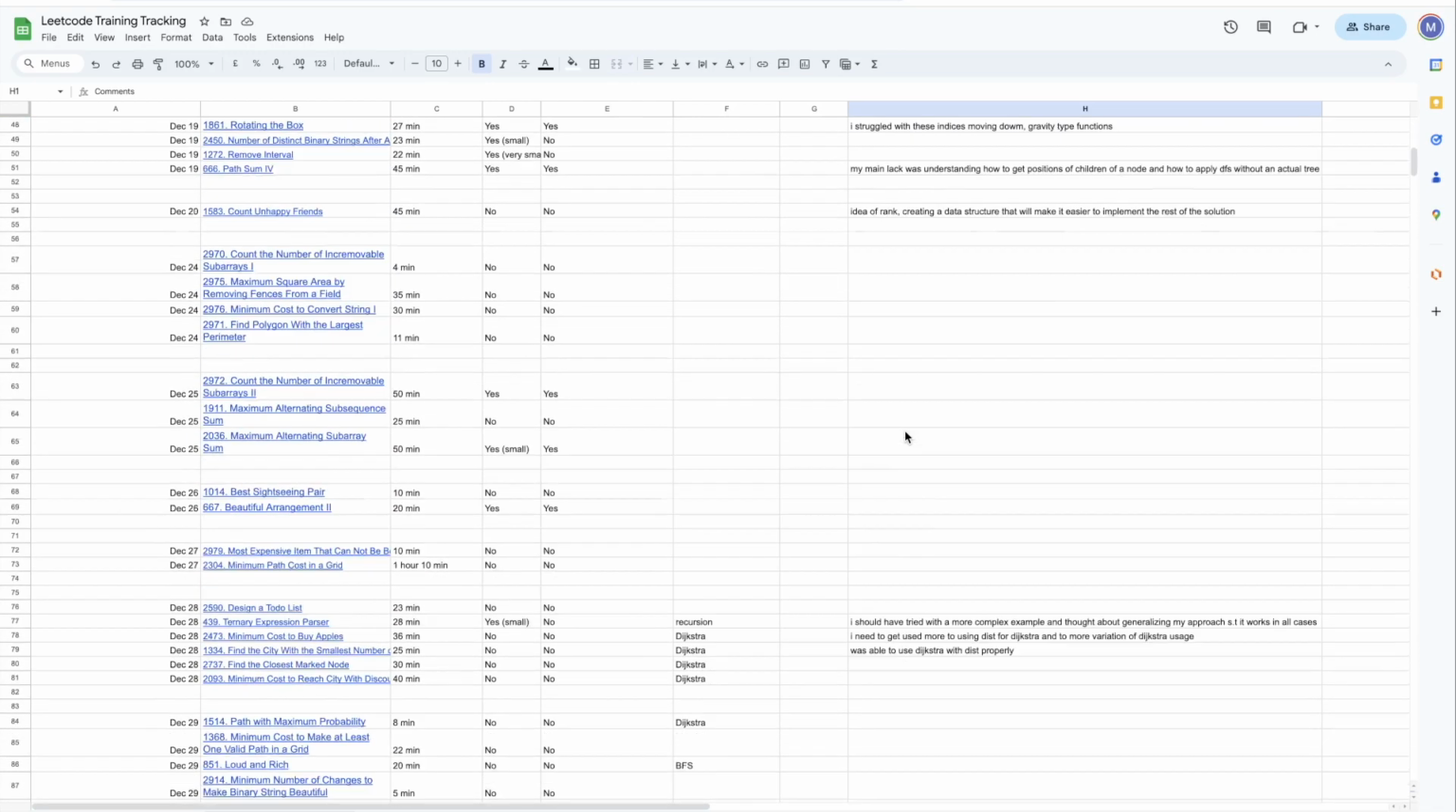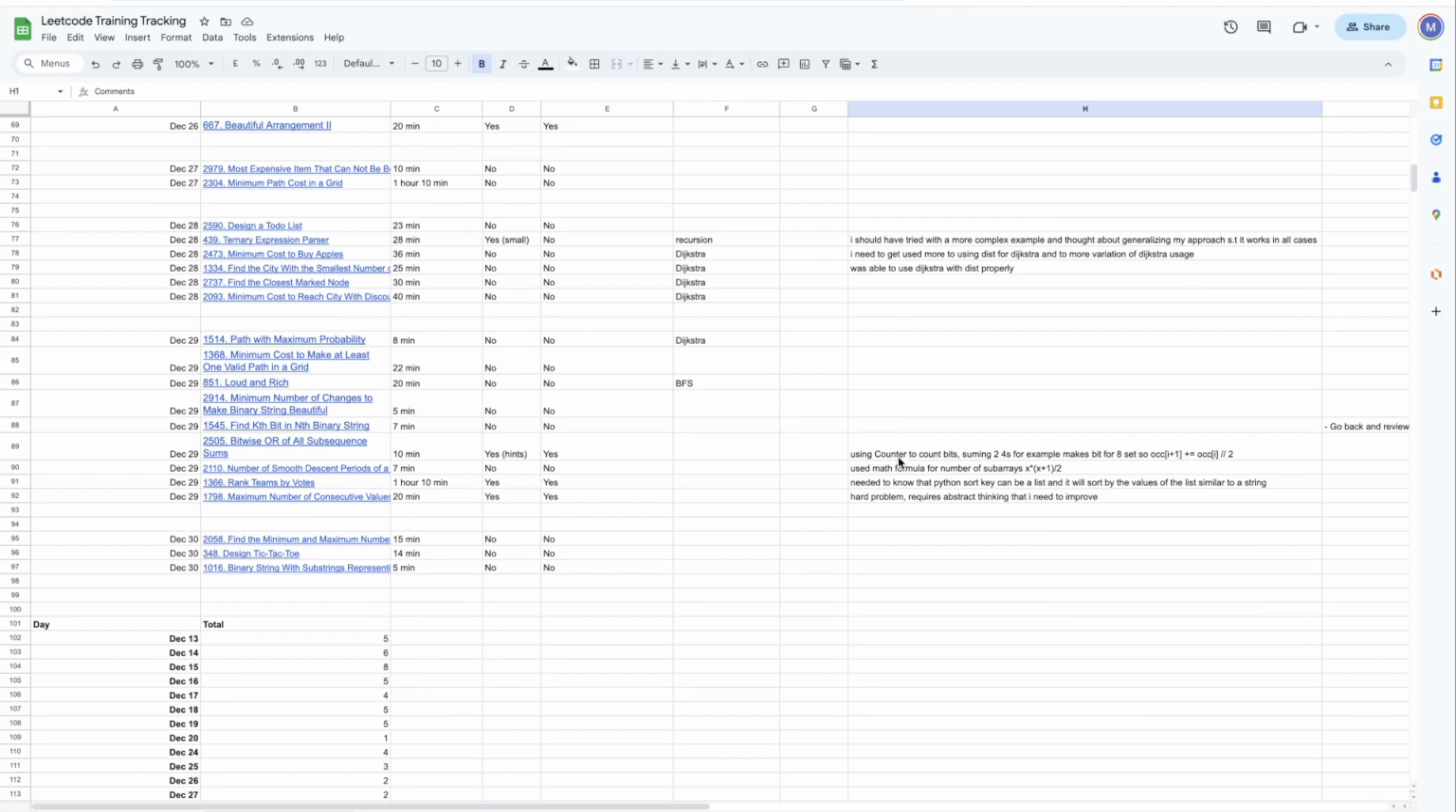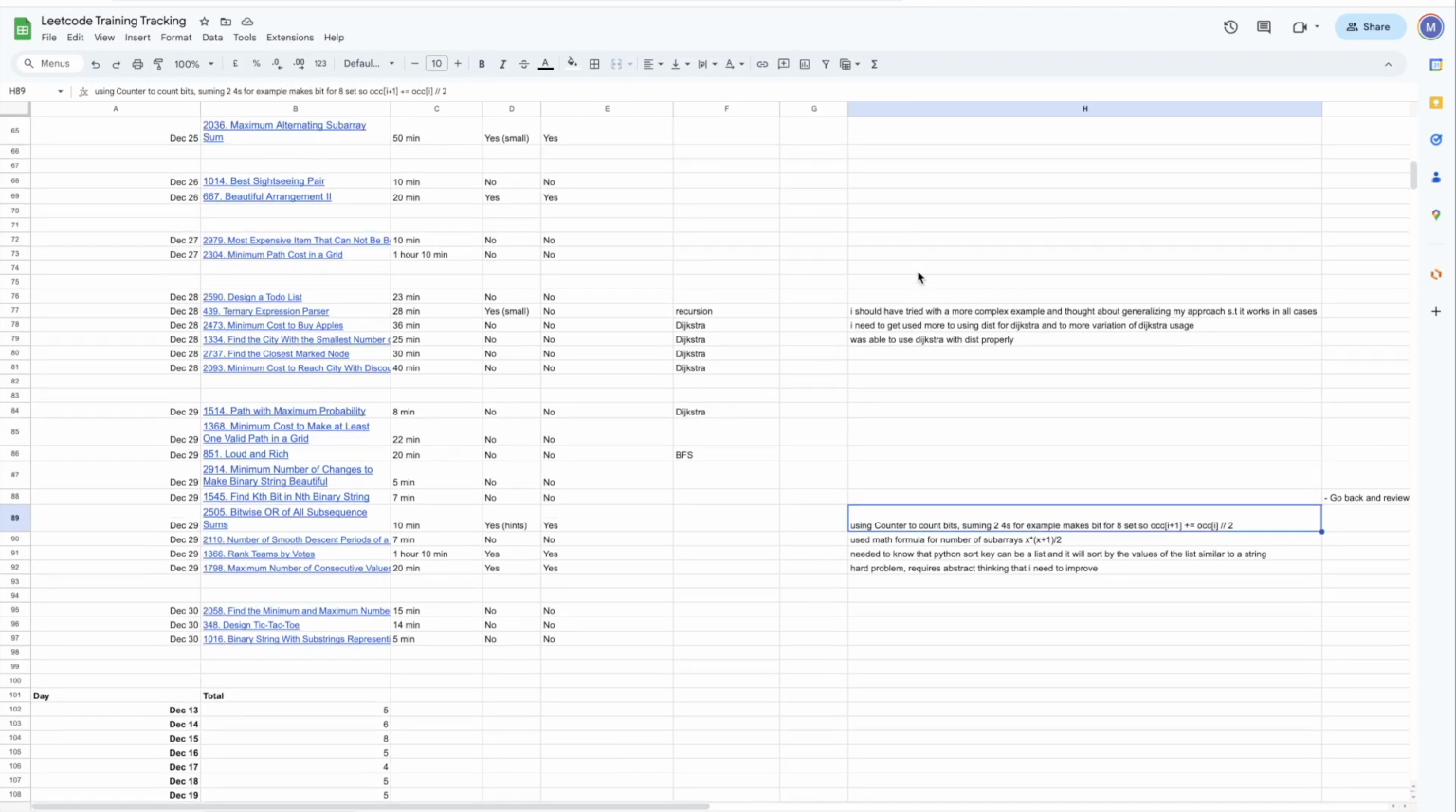An example here is, I think, with this problem, find the city with the smallest number. It wasn't an application of Dijkstra, but there was this one, cost to buy apples. It's an application of Dijkstra, but I had a specific issue with the usage of the dist table that I use with Dijkstra. Just the specific details that I struggled quite a lot with how to use it.